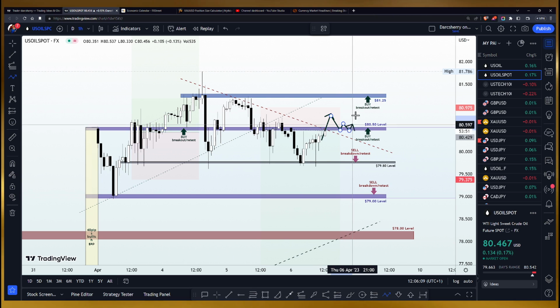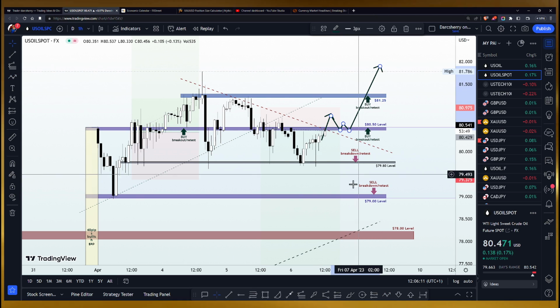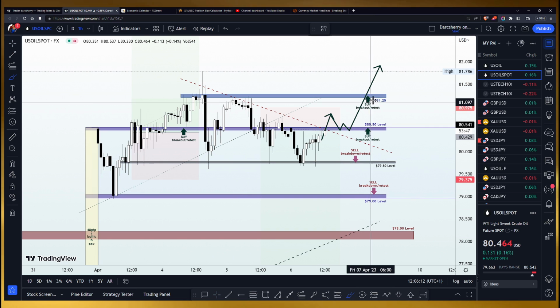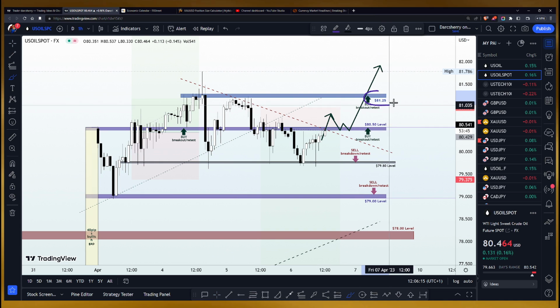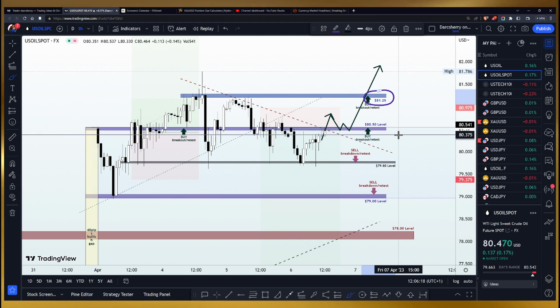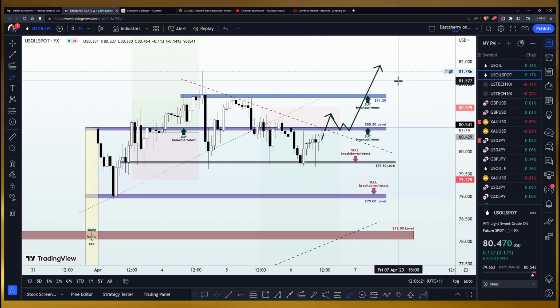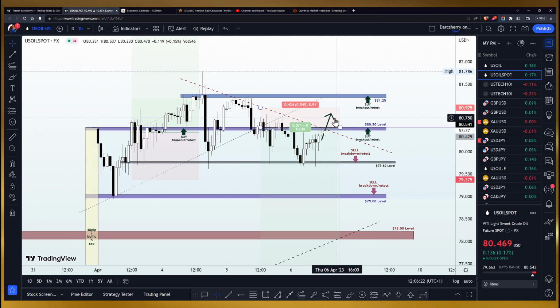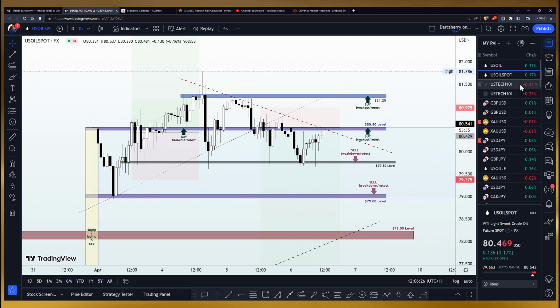Look out for buying pressure, then we could join that bullish momentum to the upside. Then a breakout of the $81.25 level will welcome additional position on this commodity. So that is that on the US oil for today. I wish you best of luck on that one.